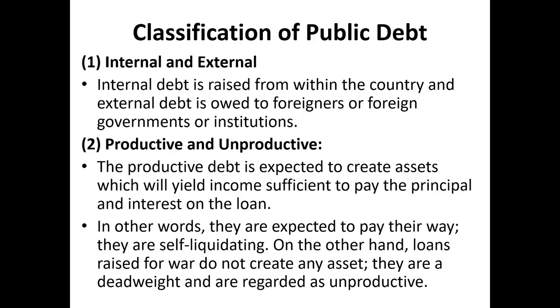Like there are market sources: the government can borrow from banks, from non-banking financial intermediaries, from businessmen. So there are different sources within the country. When the government borrows from within the country, it is known as internal debt.